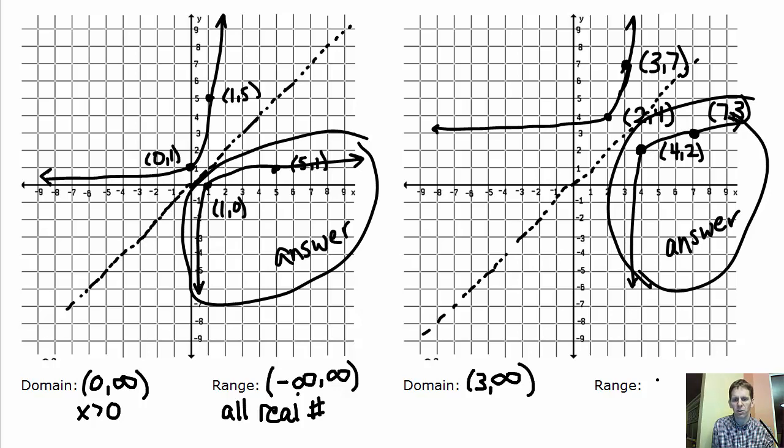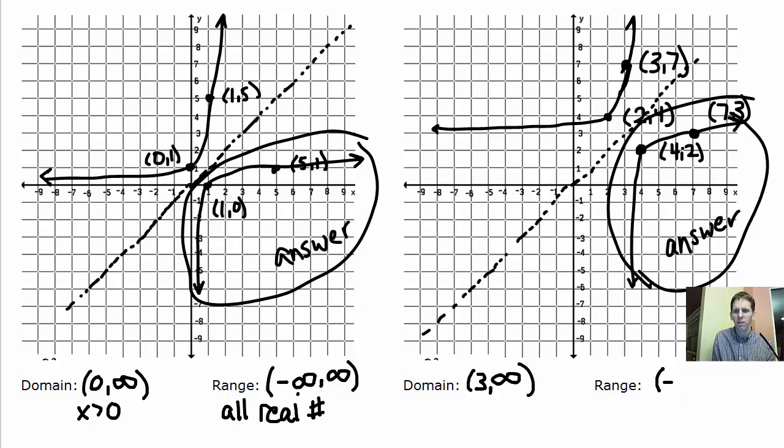The range for this function is the same range we had before. The graph stretches down forever and ever, and it will eventually climb upward toward infinity. So we say the range is negative infinity to infinity. If you wanted to use words, you could say x is greater than 3 for the domain. Again, for the range, you could say all real numbers. And that's how you find domain and range of these logarithmic functions.